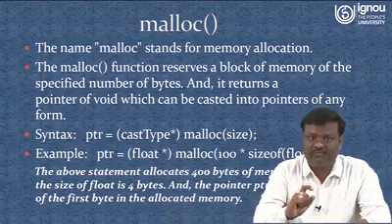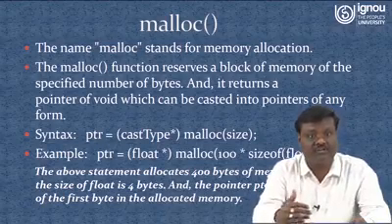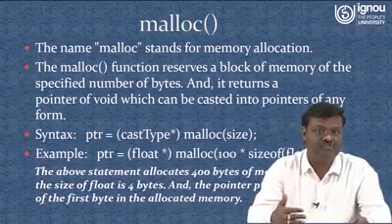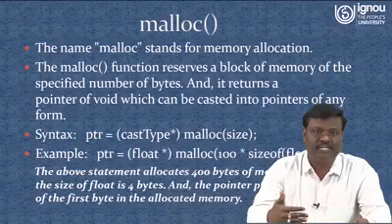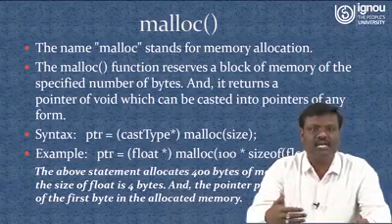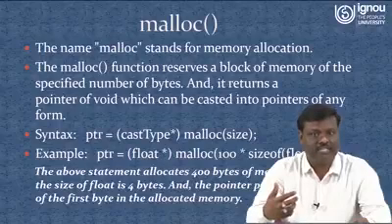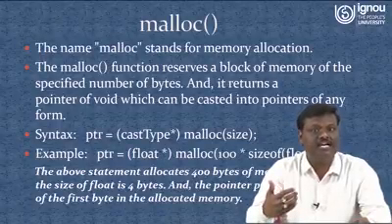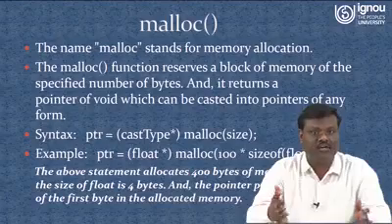ptr equal to the data type, what kind of value you want to allocate, either integer, float, double, or character, then the number of values into the size. So the above statement allocates 400 bytes because each and every float value has 4 bytes. So 100 is the count, 100 into 4 is 400 bytes of memory dynamically allocated.